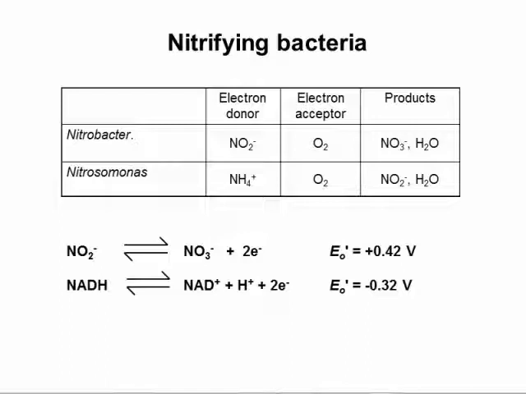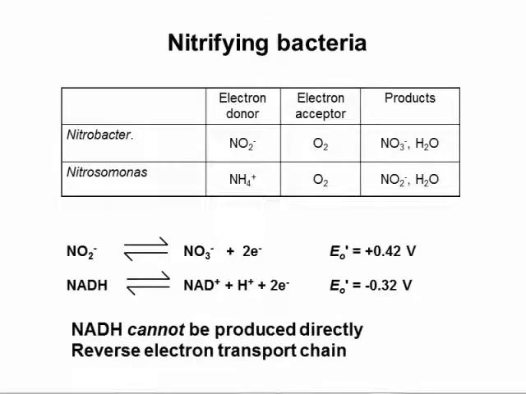So first you've got to have transfer of electrons onto oxygen through an electron transport chain. This allows you to generate a proton gradient, and that will allow you to make ATP and then drive the reduction of NAD+ to NADH by reverse electron transport. It's going the wrong way round, or rather in the opposite direction compared to what we saw with respiration.